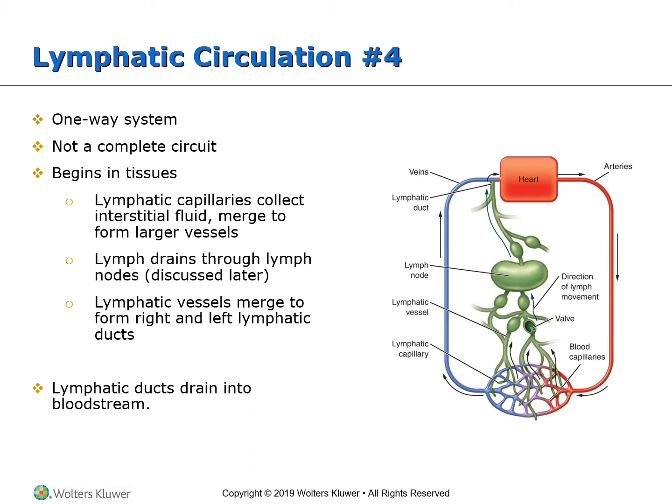However, this circuit differs from the cardiopulmonary one because it's not a complete one. It's not a circle. The lymph is not going to circle inside a closed system. Rather, it will start at the level of the tissues, and the fluids will be returned to the mainstream. We'll describe now the lymphatic capillaries.